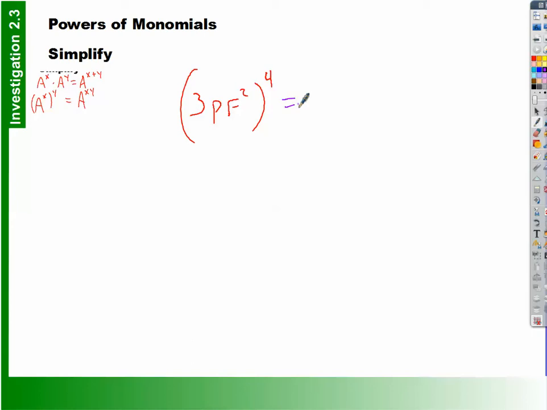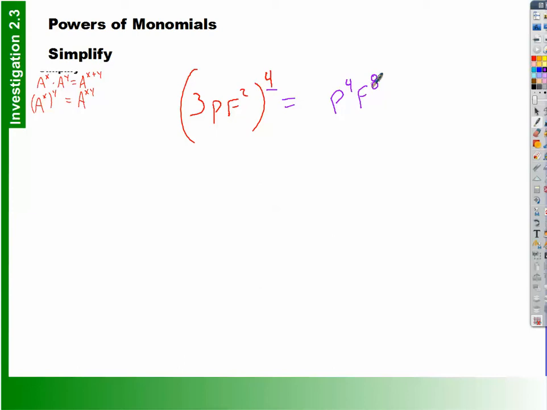So what are the variables going to end up being? P to the what? F to the what? P to the first, F to the second. No. It's okay. Betsy? P to the 4th and F to the 8th. Okay, we know that up front because you're going to multiply the exponents.